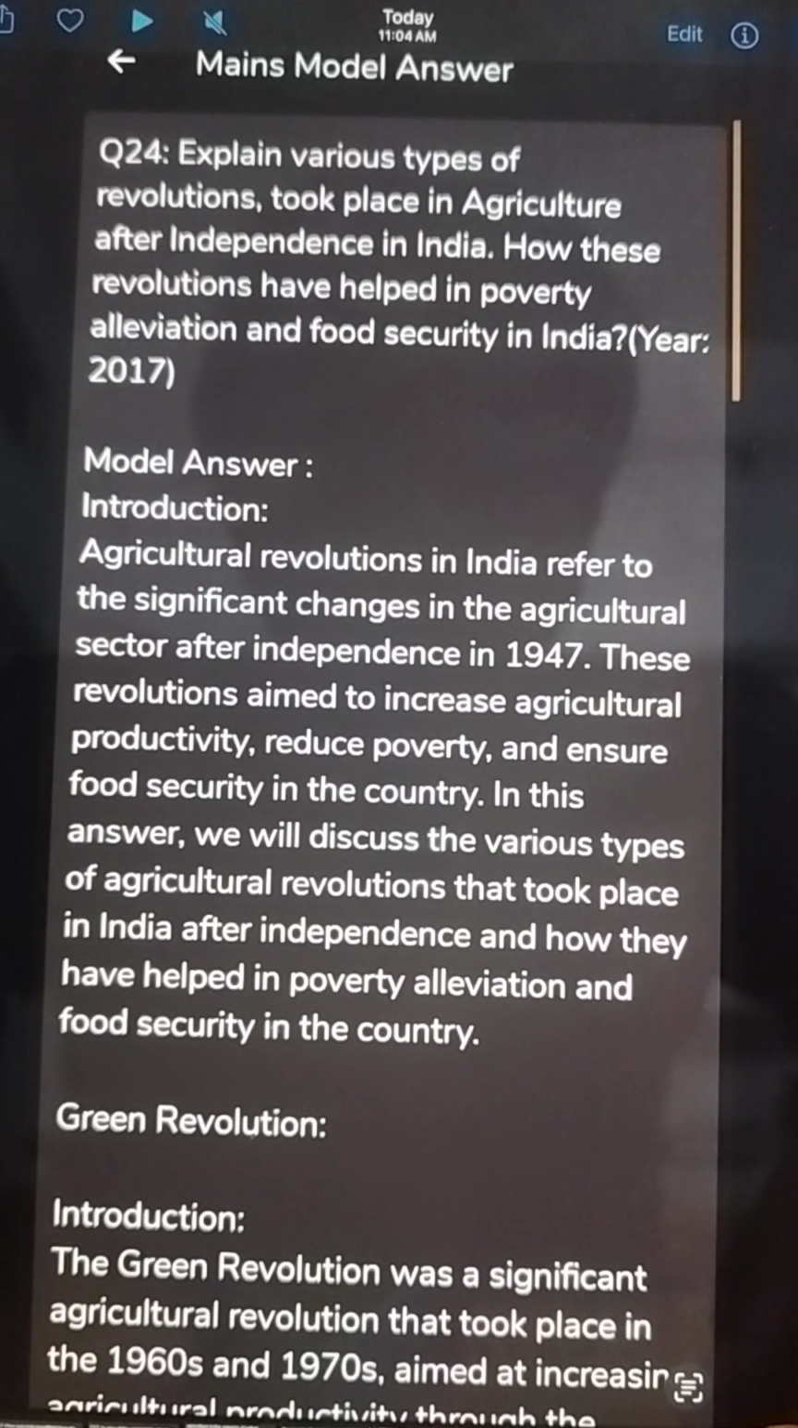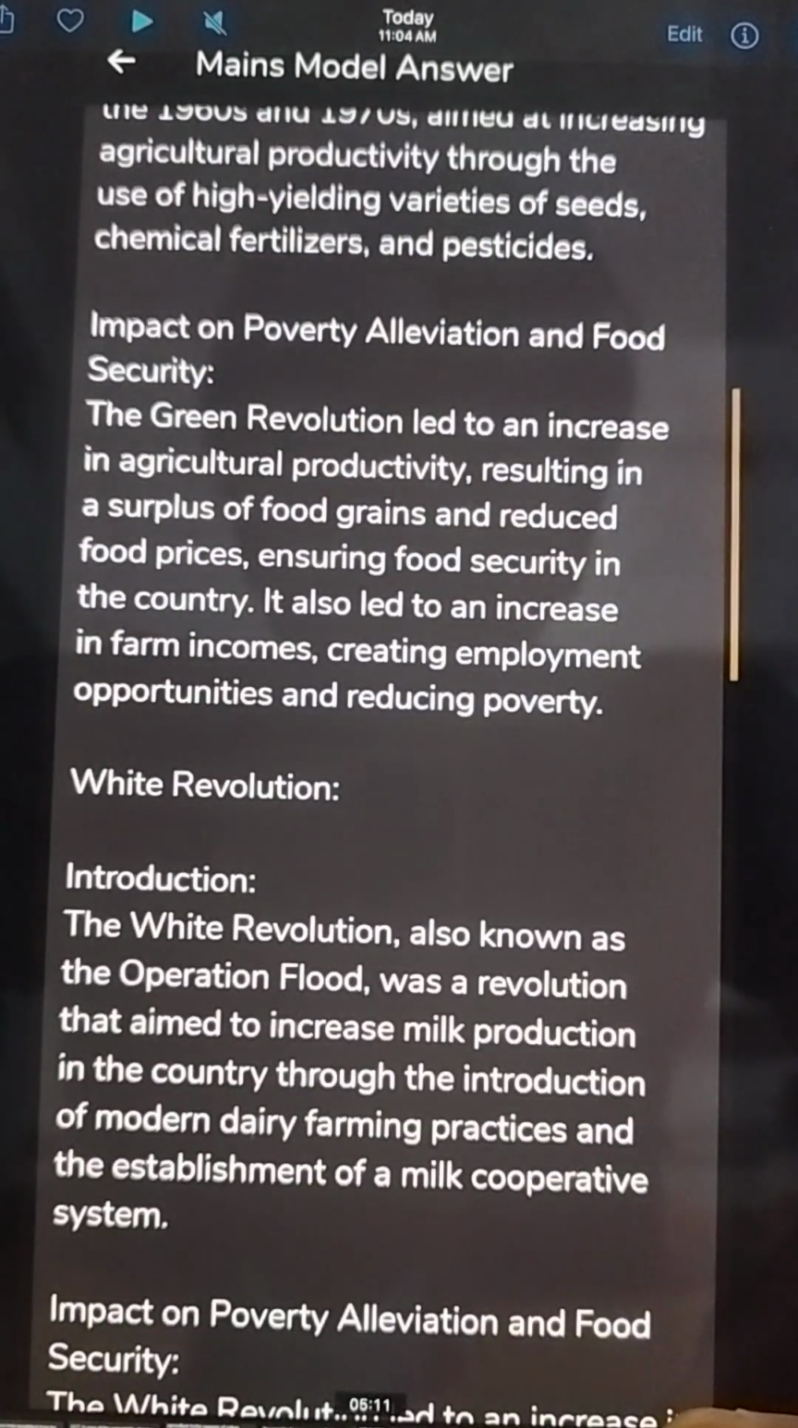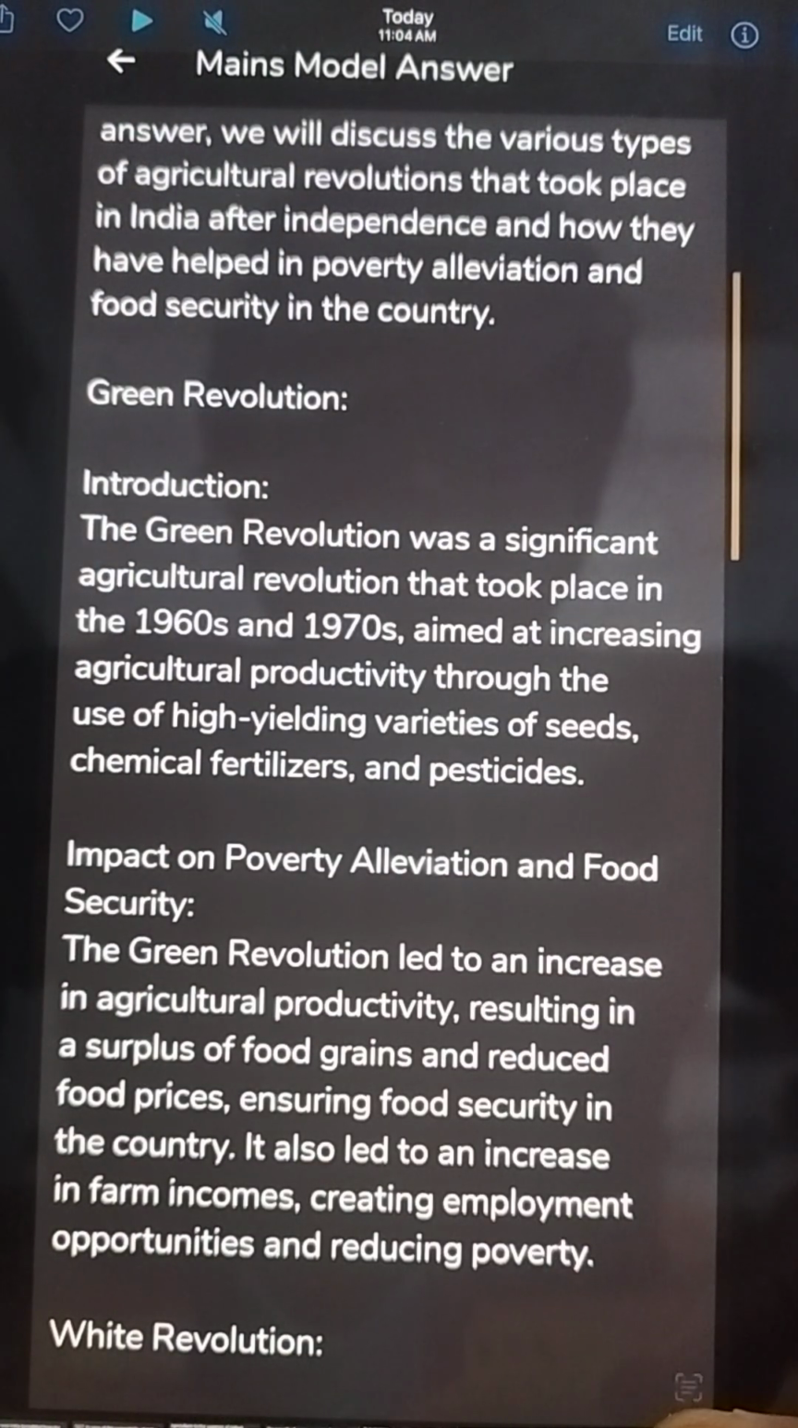In this answer, we will discuss the various types of agricultural revolutions that took place in India after independence and how they have helped in poverty alleviation and food security in the country. First is the Green Revolution. Introduction: The Green Revolution was a significant agricultural revolution that took place in the 1960s and 1970s, aimed at increasing agricultural productivity through the use of high-yielding variety seeds, chemical fertilizers, and pesticides.